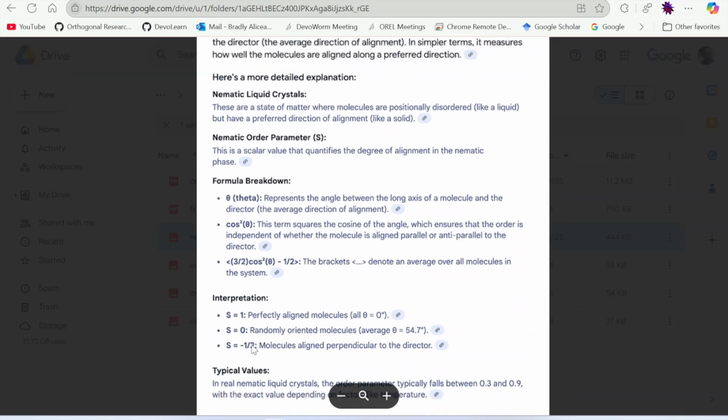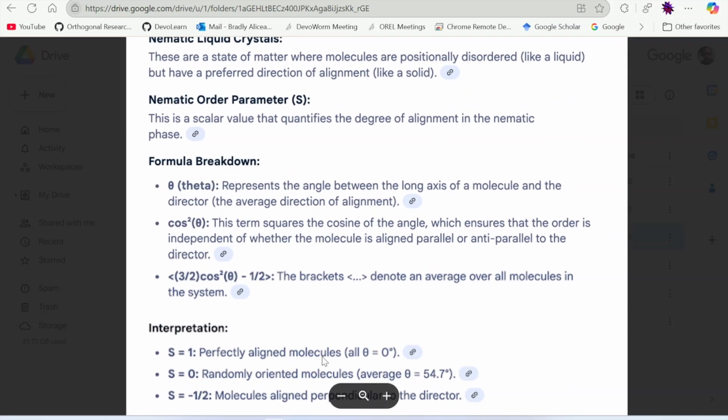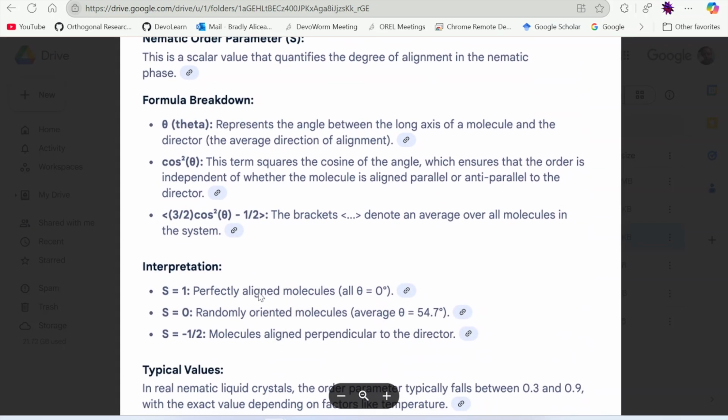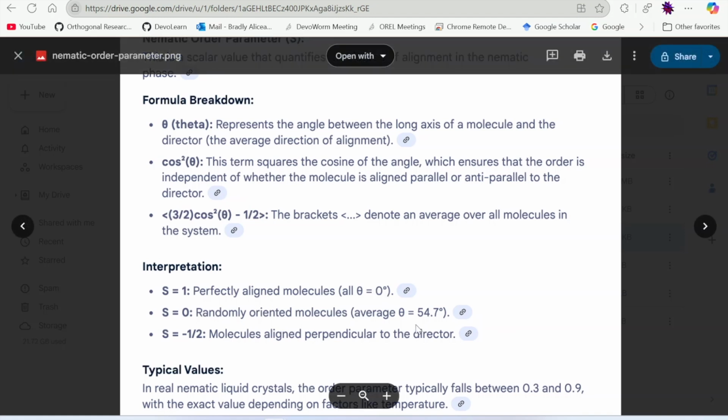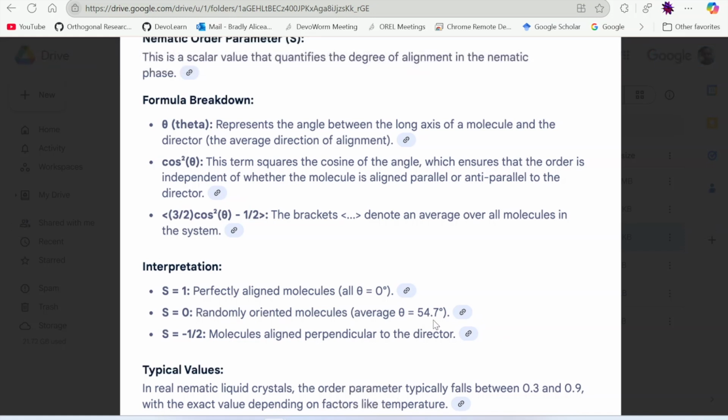Again, the interpretation here is that S of 1 is where we have perfectly aligned molecules where all of the angular measurements equal 0 degrees, and S equals 0 are randomly oriented molecules where the average theta is 54.7 degrees. Again, there's no pattern there. And then an S of negative half, or negative 0.5, is where molecules are aligned perpendicular to the director.